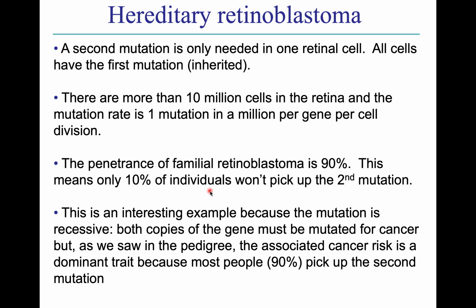And again, just to reemphasize, this is an unusual example because in terms of the genetics, we would say this is a recessive cancer, right? You have to have two mutations to get the cancer. Both copies of the gene have to be inactivated, but it's inherited in this dominant fashion because the majority, right, 90+% of people are going to pick up that second mutation during their lifetime.